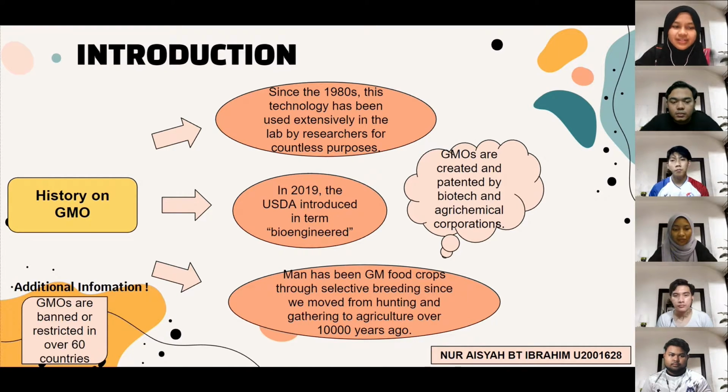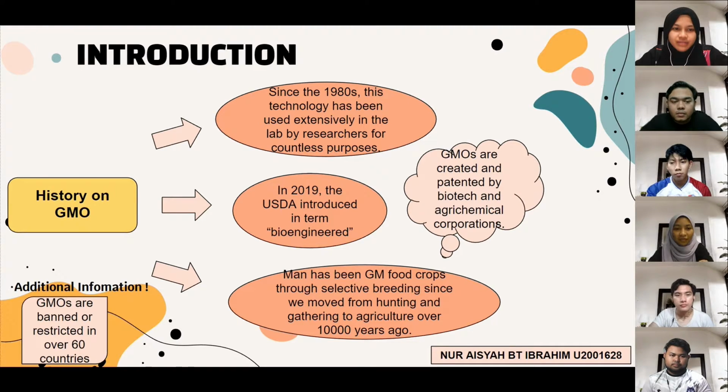For additional information, GMOs are banned or restricted in over 60 countries because GMOs give a negative impact on the whole ecosystem, where GM crops could breed with other plants, which will spread the modified genes into other populations.